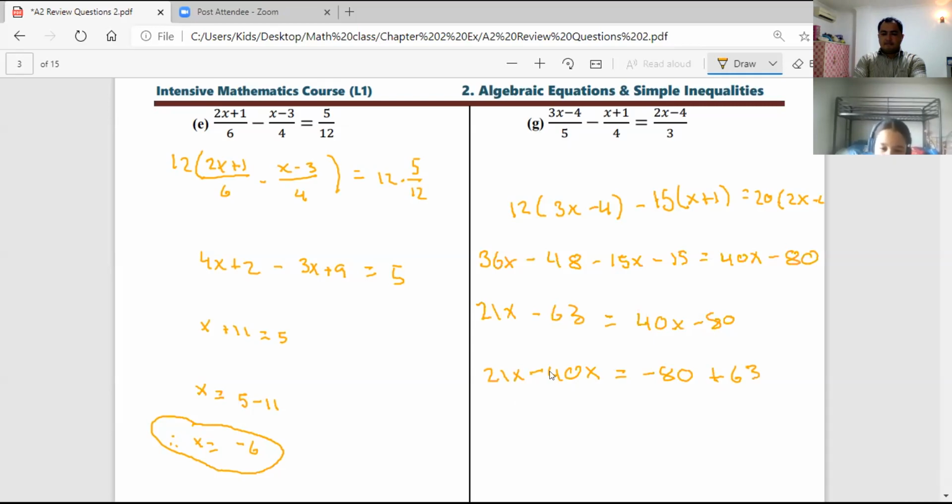That's 21 minus 40. What is it? 19. Minus 19, right? Because 40 is greater, so minus 19x.